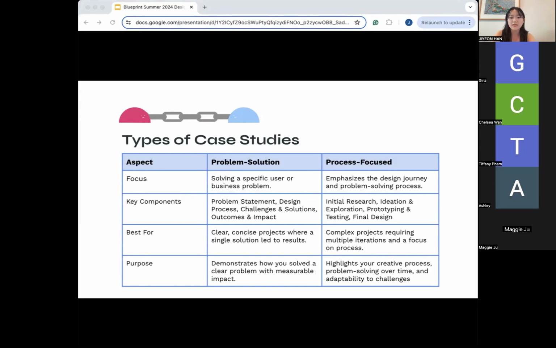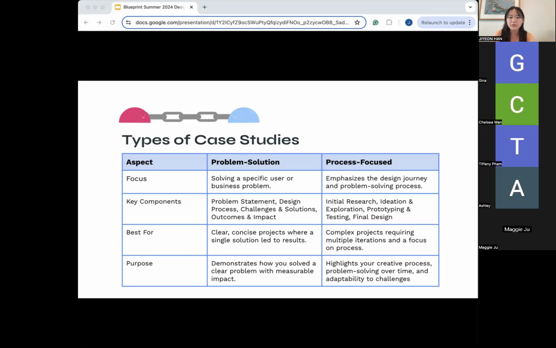On the other hand, the process focused case study is all about the journey. You really want to make sure your audience understands every single process that led to your final result. So this format is ideal for more complex projects where the design process was key to overcoming various challenges. If your project required multiple iterations, multiple feedback loops, and creative exploration, the structure allows you to emphasize the problem-solving process rather than just the final outcome.